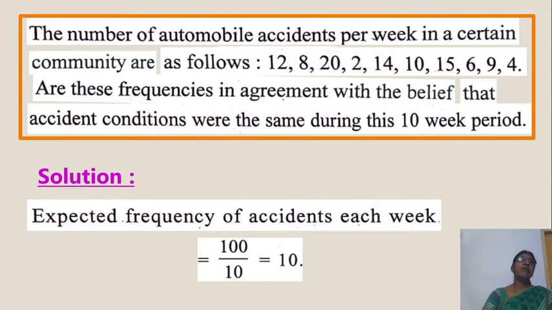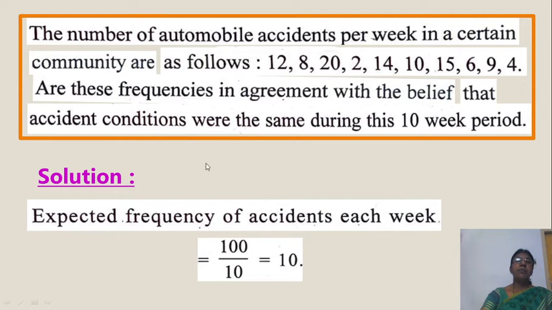Mainly you remember the formula for chi-square. See the problem. The number of automobile accidents per week in a certain community are as follows: 12, 8, 20, 2, 14, 10, 15, 6, 9, 4. Are these frequencies in agreement with the belief that accident conditions were the same during this 10-week period? Per week we have given 10 weeks accidents data here.